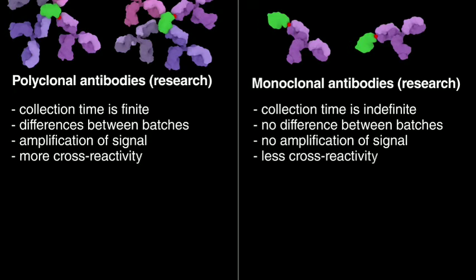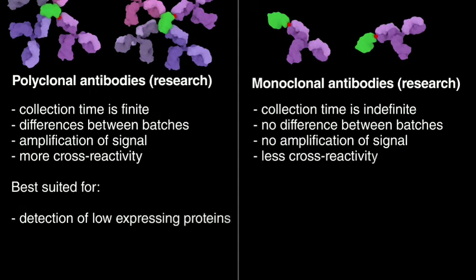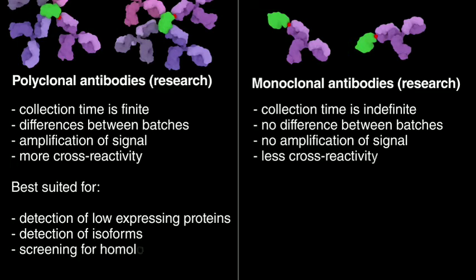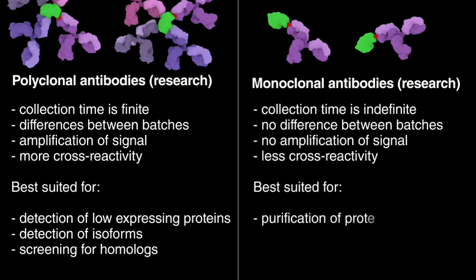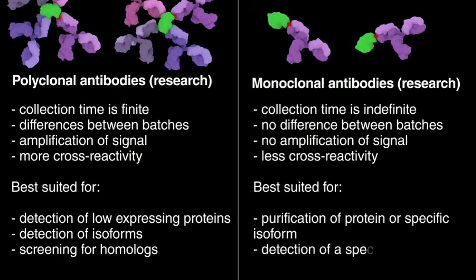As a result, polyclonals are better suited for detecting proteins that are expressed at low levels. They are also used to effectively detect different isoforms or versions of a protein or to screen for the presence of the protein of interest in other species. Monoclonals are more commonly used when purifying a protein from a mixture where specificity is important or when detection of a very specific portion of a protein or modification is desired.